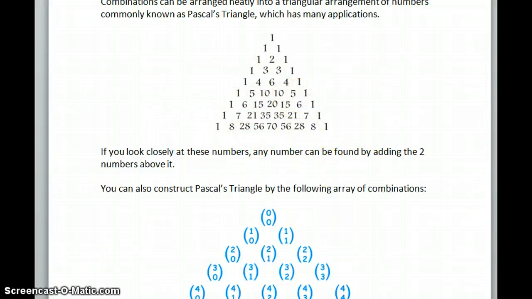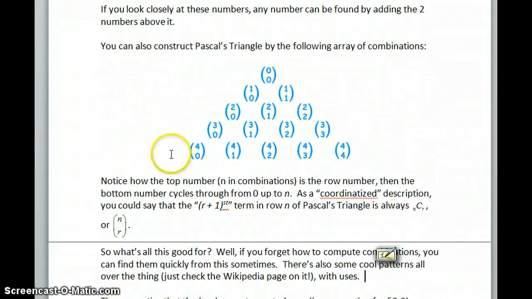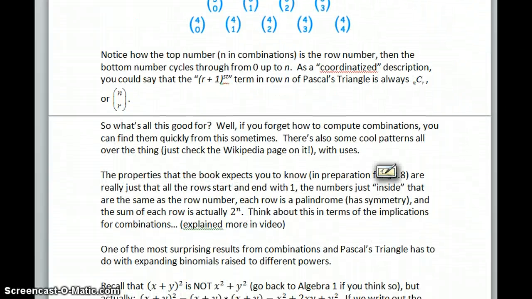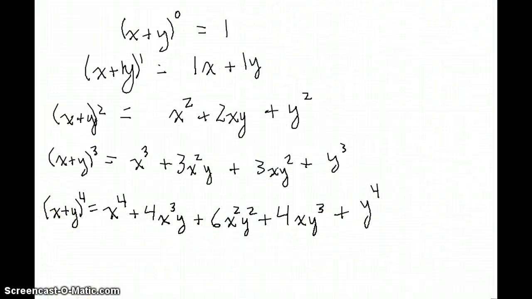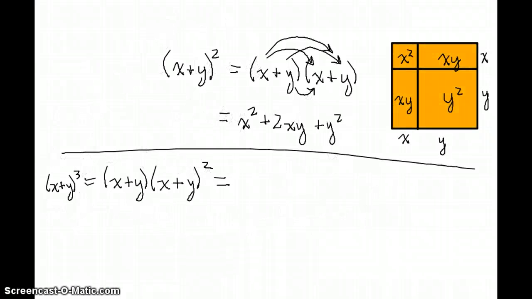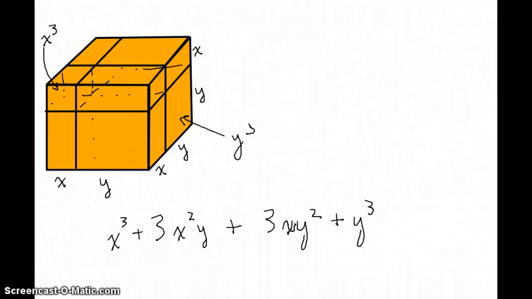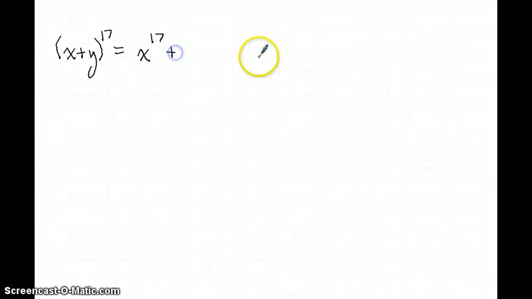So if I have to do some random one, and I don't have access to this triangle, I can always find the row I need by using combinations. So if I had to find, let's go to a new page because I'm kind of out of room on the left edge, x plus y to the 17th power, now that's crazy, I'll just take the combinations. I know the first thing is going to be x to the 17th plus a whole bunch of nasty math, and then the last thing is going to be plus y to the 17th.